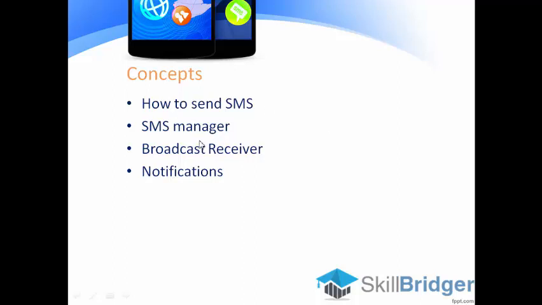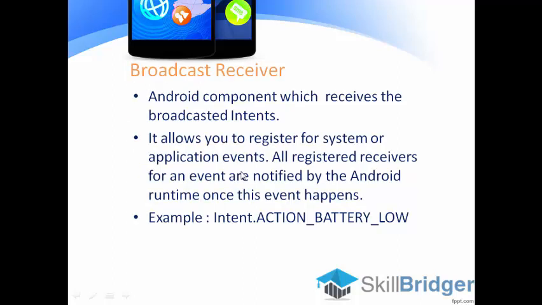If you want to receive the SMS, you need a broadcast receiver. So I will explain what a broadcast receiver is. In Android, a broadcast receiver is a component of an Android application, and basically it is used to receive broadcasted messages, as the name explains. It's a receiver which receives the broadcasted messages. What do we mean by broadcasted messages?